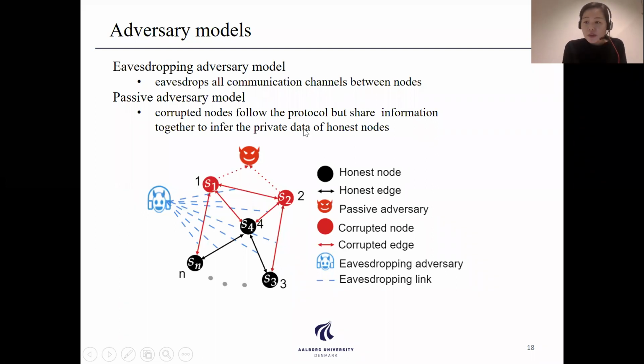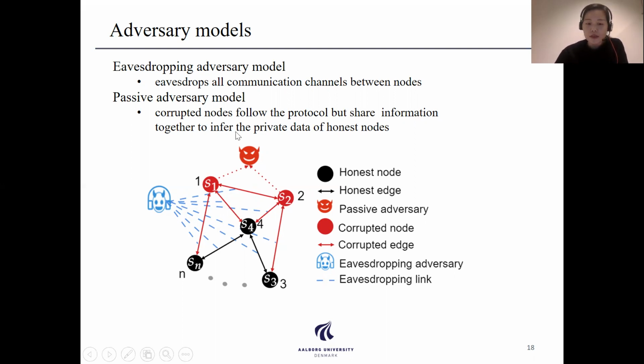If the adversary model is to mirror the robustness of the algorithm in terms of security attack, here we consider two types of adversary model. The first one is the eavesdropping adversary. It tries to listen to all the communication channels, which are the edges between each pair of nodes, so that he collects all the information he listened to through the edges to infer the private data.